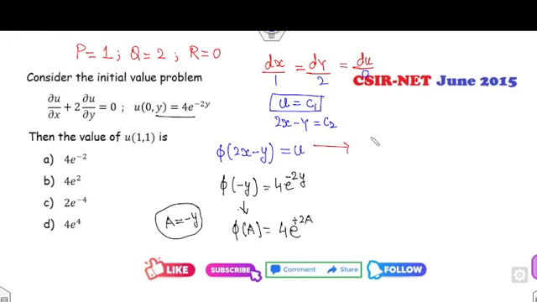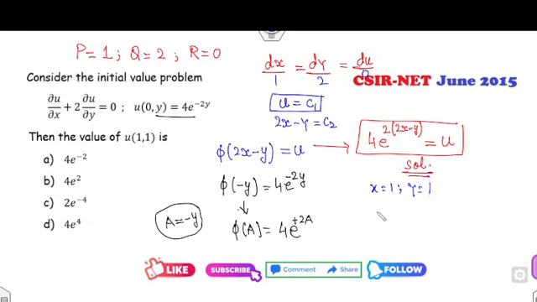Substitute this value in this given equation. It is 4 e raised to twice of a. A is 2x minus y, which is equal to u. This is my required solution. Now your target is to find the value at x is 1, y is 1. What is the value of u? 4 e square is the right answer of this problem.